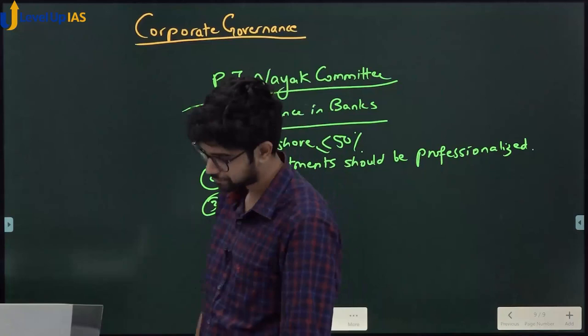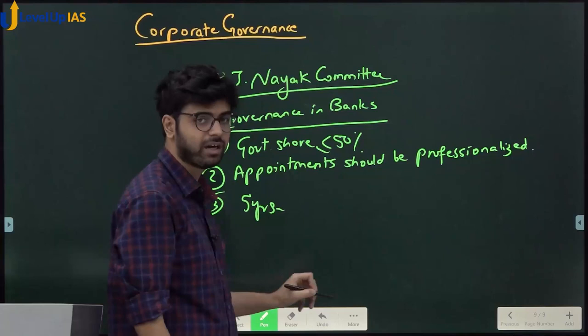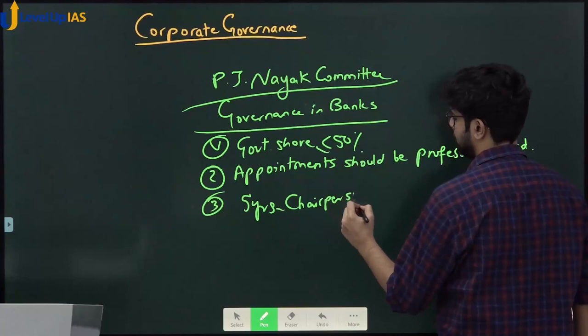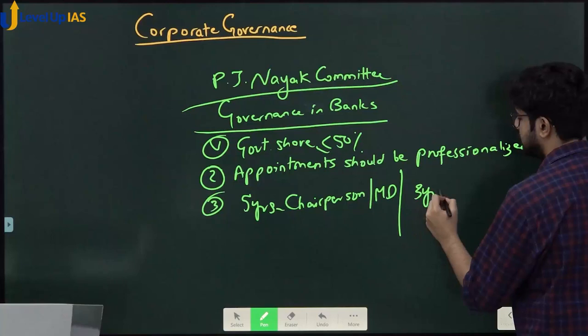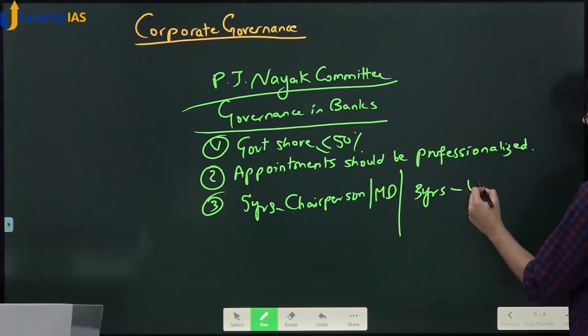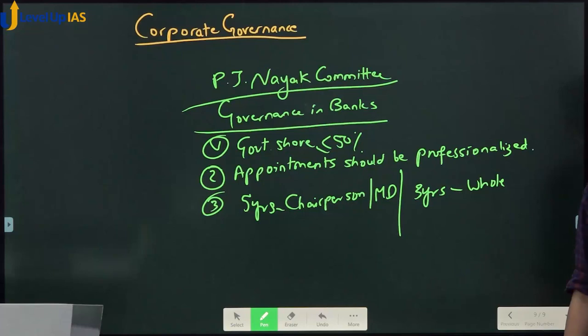They recommended 5 years as the tenure for chairperson or managing director. I hope you understand MD is managing director. 5 years for chairperson and managing director and 3 years for whole-time director. A whole-time director is one who is not a managing director but is still in service, not as a chairperson.